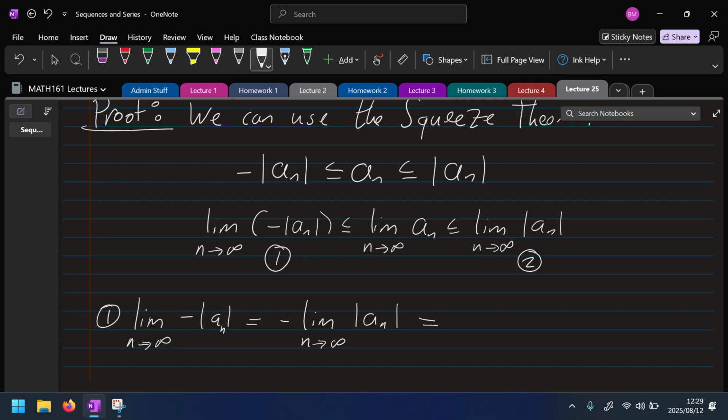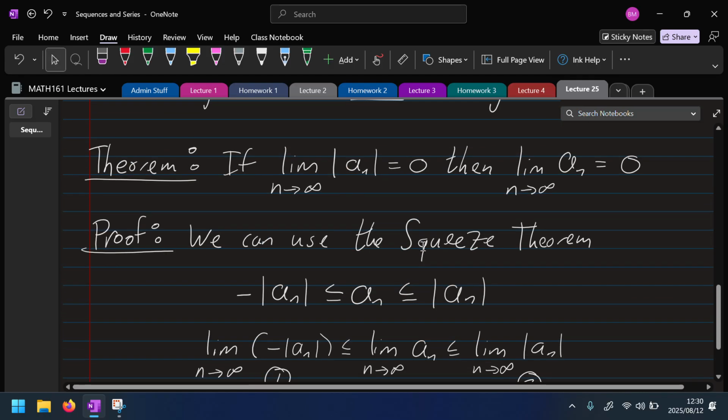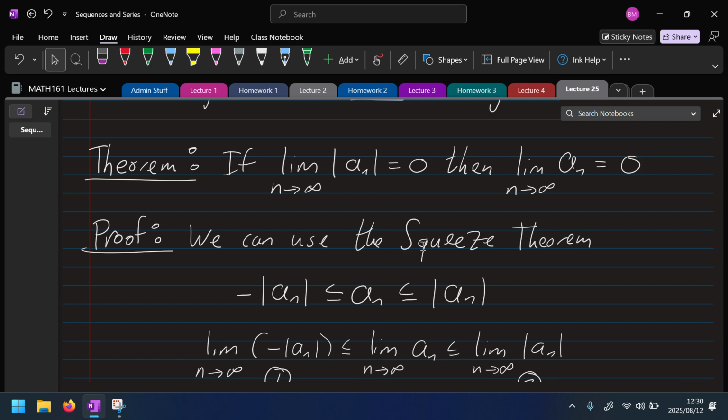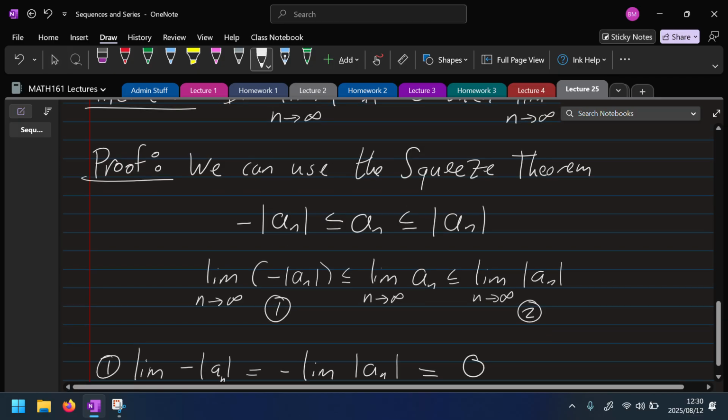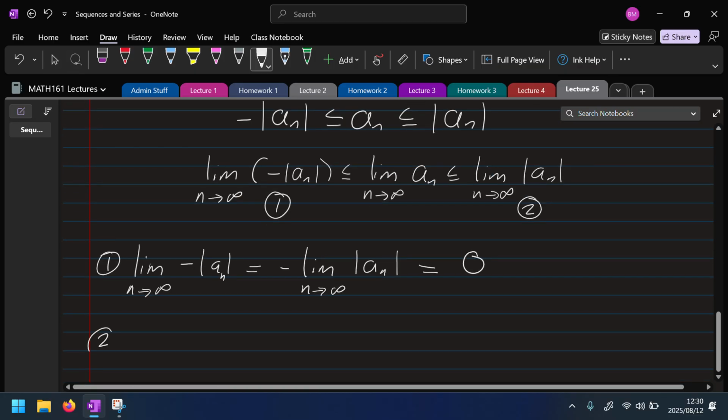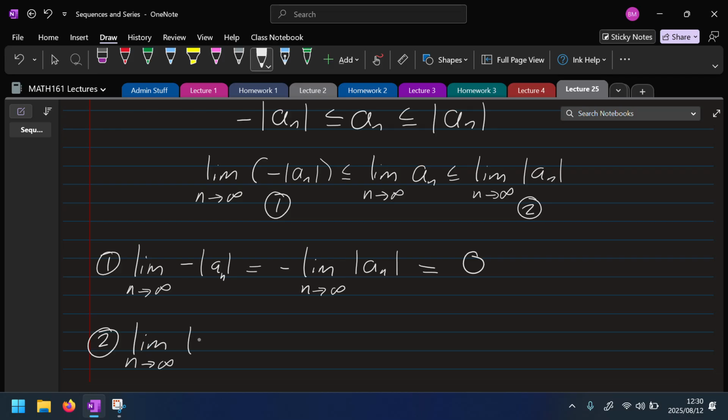Now, what do we know about that limit? Okay, we'll go back up here. If this, then that, what do we know about the limits with the absolute value? It's 0. Good. So this is 0. So we know the left side limit is 0. What about the right side limit? Let's have a look. This one's a bit easier. We have the limit as n goes to infinity of the absolute value of a_n. What do we know about this one? Also 0. So the left limit is 0, the right limit is 0.